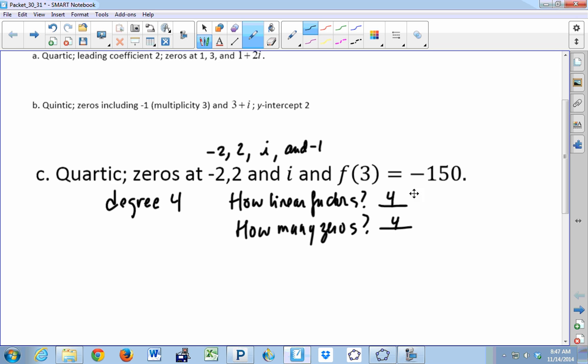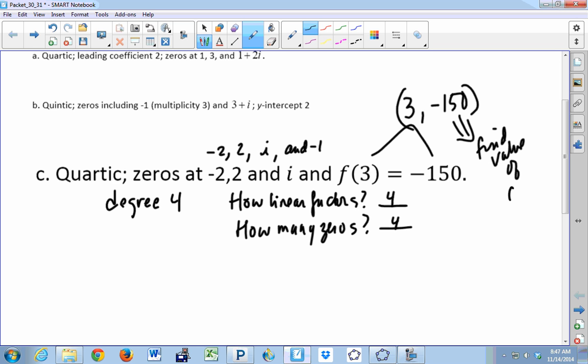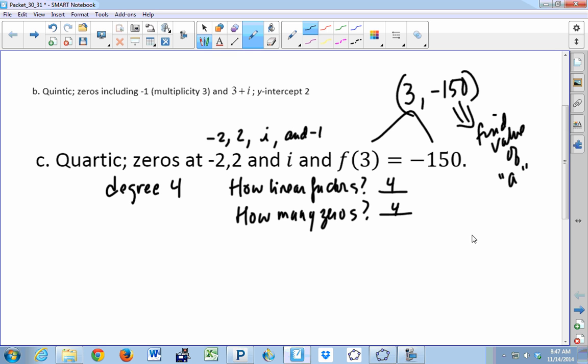What's the purpose of my giving you this information here? f(3) is -150. This is a point on your graph, (3, -150), and you use that to find your value of a, your leading coefficient, which most of you left out on your quiz. You didn't find the value of a.